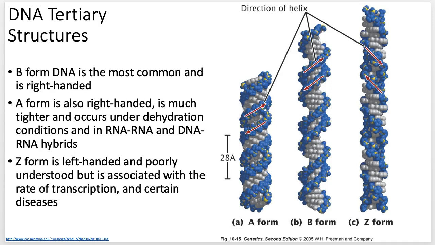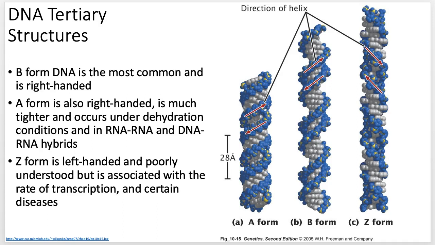You can generate it under dehydration conditions, but you also see it in some of the weird hybrids that we see. So like RNA-RNA hybrids or DNA-RNA hybrids, which tend to show up more in viruses as opposed to humans. But it's tighter. You can fit more nucleotides per turn of the DNA, which, I don't know, it's a thing. It obviously happens. These are the more naturally occurring ones, though B form is obviously the vast majority.